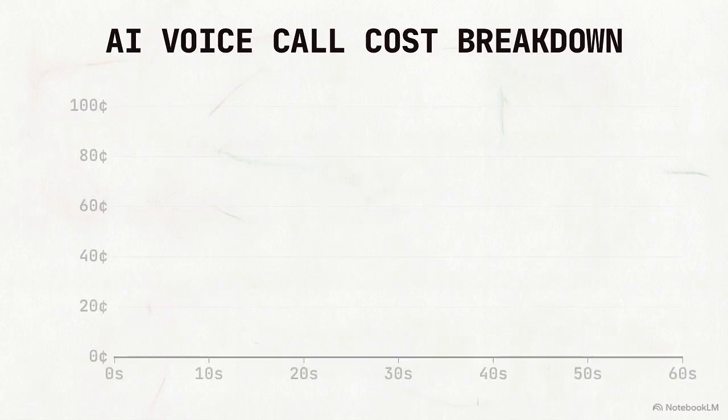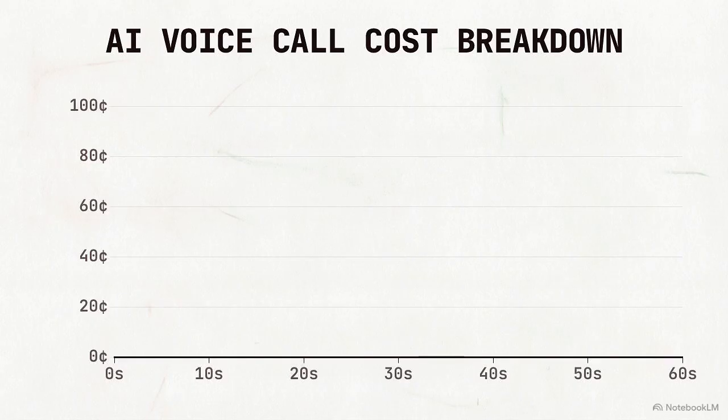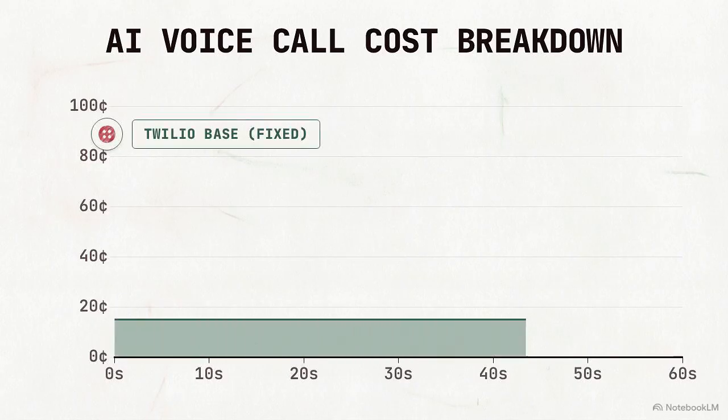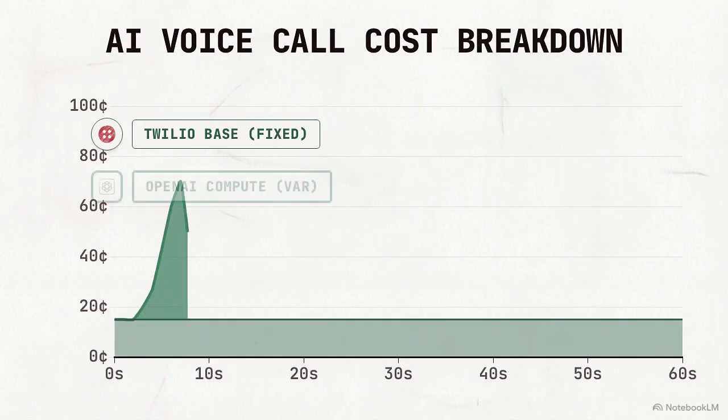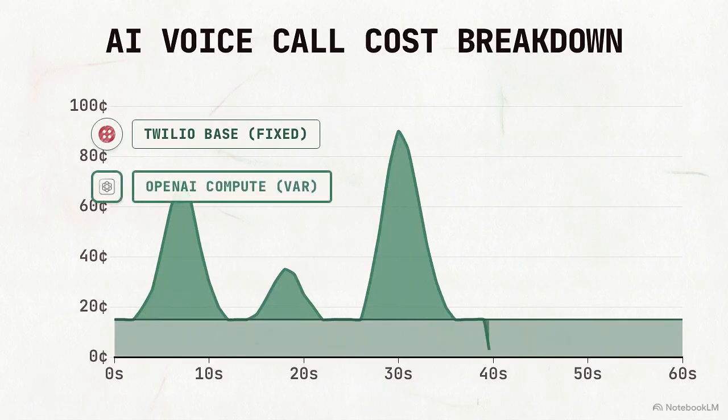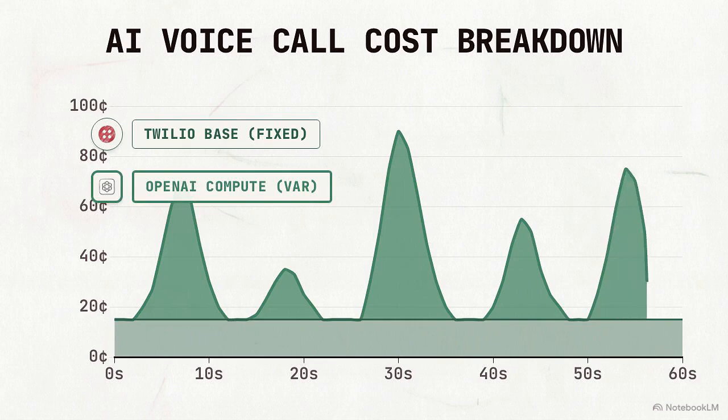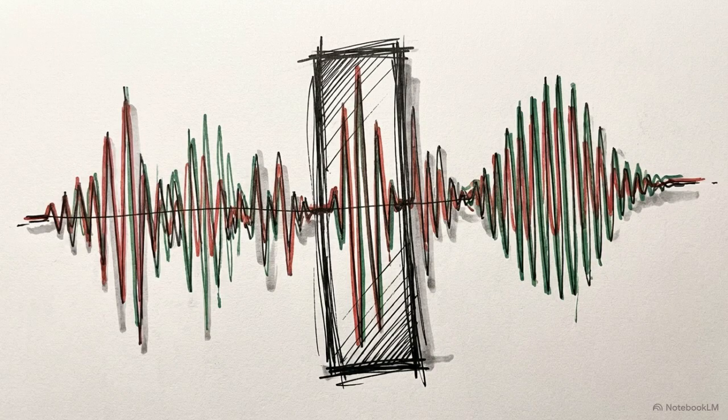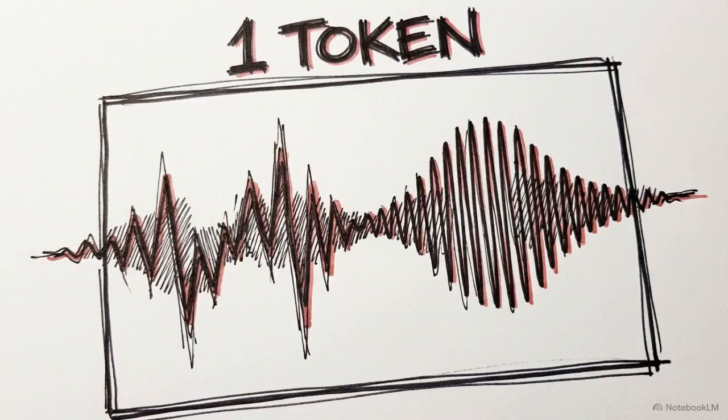This diagram breaks down your operational costs per call. You pay Twilio a fixed rate for every minute the phone line is open. On top of that, OpenAI charges a variable rate based on the exact number of audio tokens processed during the conversation. A token is simply the basic unit of data, like a short snippet of sound, that the AI reads and generates.